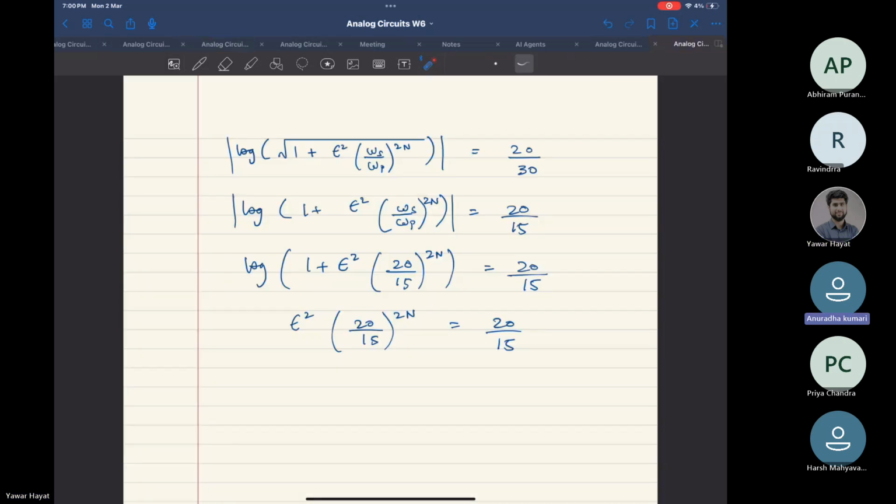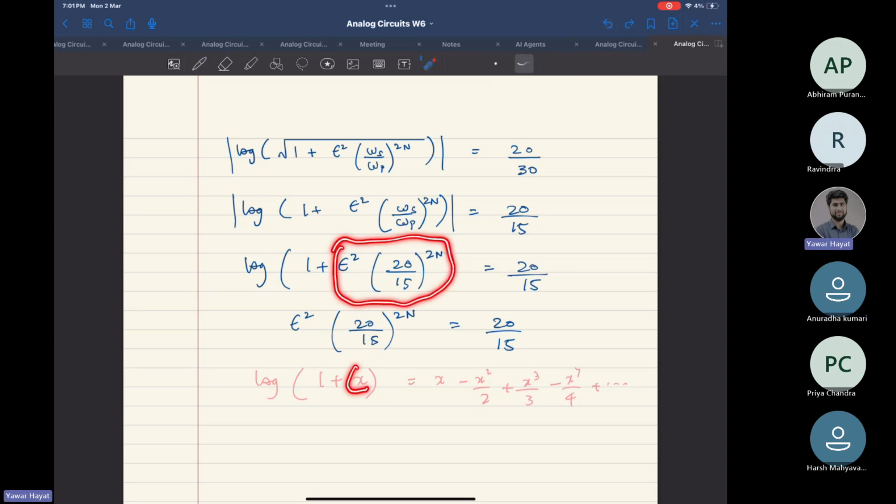Yes, sir. Do you know what is the Taylor series of log of 1 plus x? No, it is x minus x square by 2 plus x cube by 3 minus x to the 4 by 4 plus and so on. So assuming that this x is a small quantity, I can neglect these higher terms. I can only write it as x. Okay, that is indeed the case.